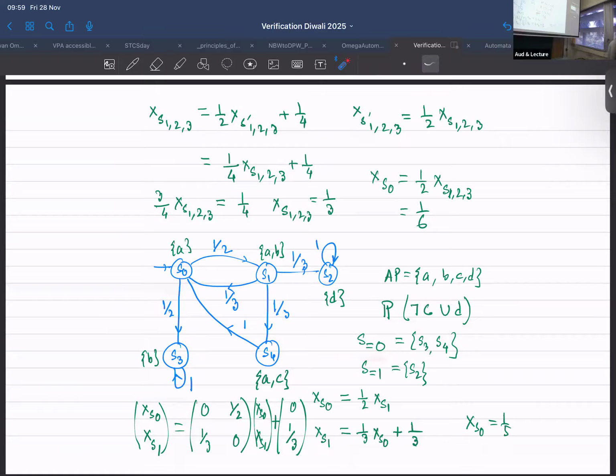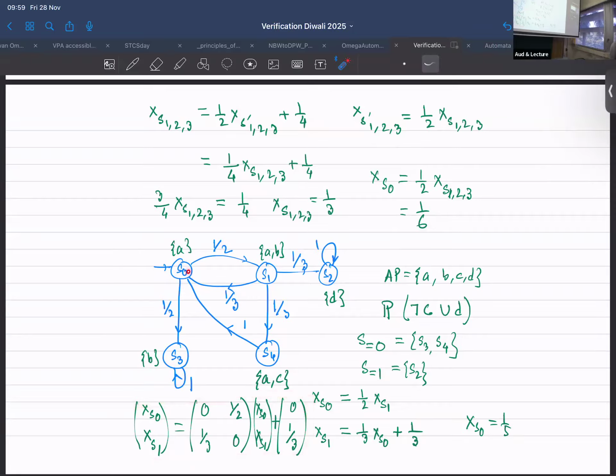What is this S0? We had S3 and S4, and they are in S equal to 0, right? And for S equal to 1, we already have this. So now the question concerns these two states, S0 and S1, and then we set up this sort of linear recurrence, right?